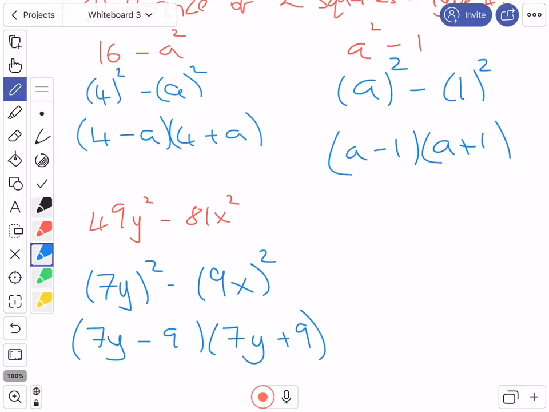So just be careful of ever seeing this here. It's hard to spot that you need to do that because it's hard to visualize that we can get the square root of that, but just be careful with that one.